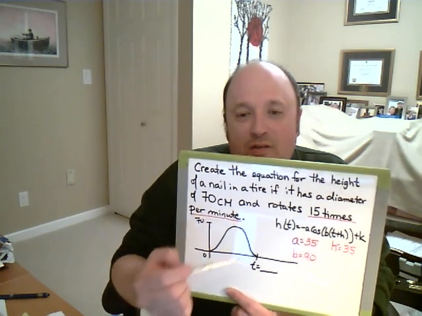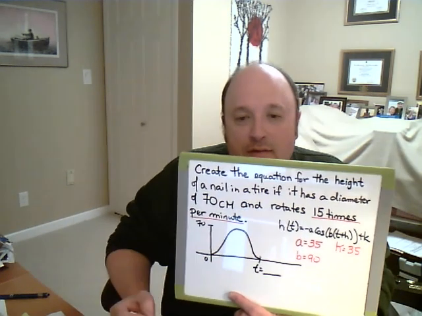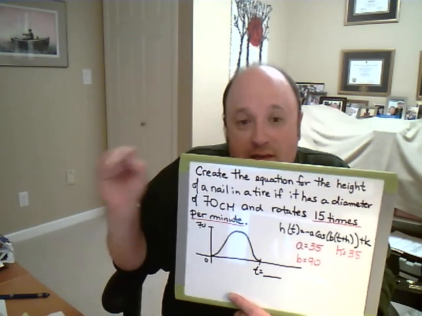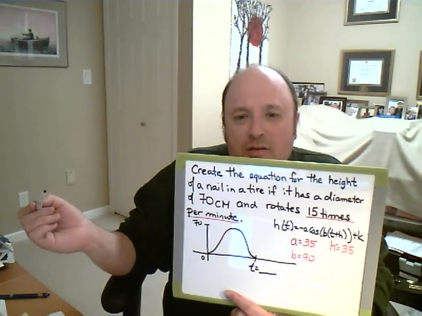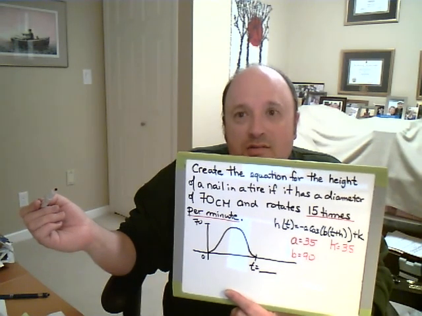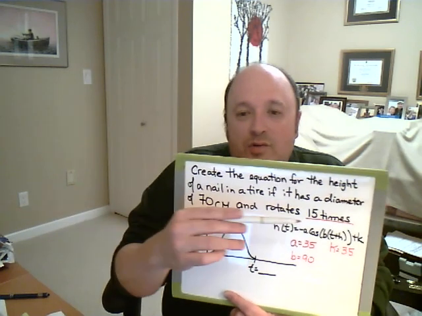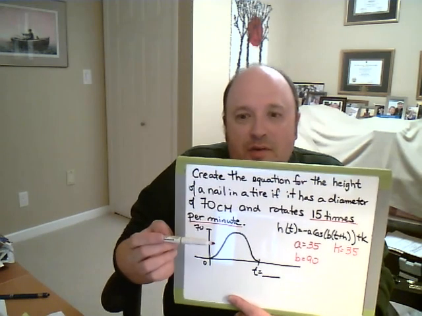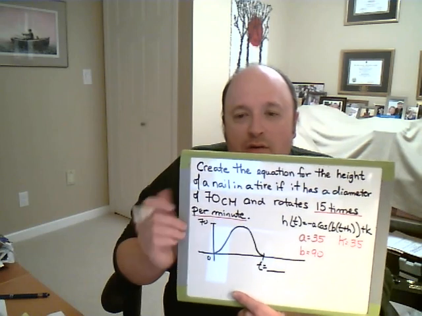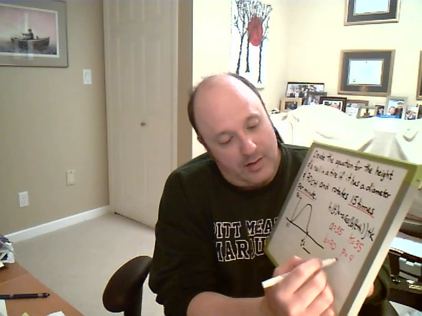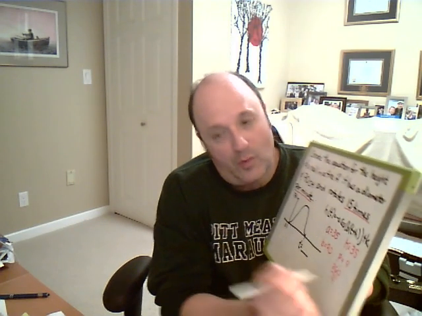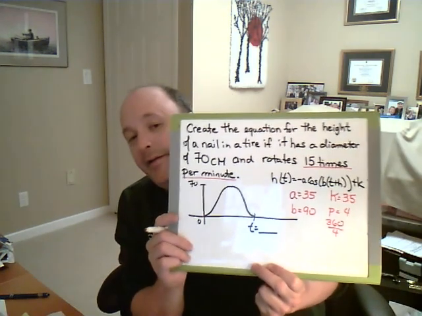The period tells you how long it takes to go through one iteration, or one cycle of the tire. So how long is one rotation? Well, 60 seconds in a minute. I'm doing it 15 times, so 60 divided by 15 is 4. So my period, my p value, is equal to 4. And then when I plug it into 360 divided by p, 360 divided by 4, I get 90.